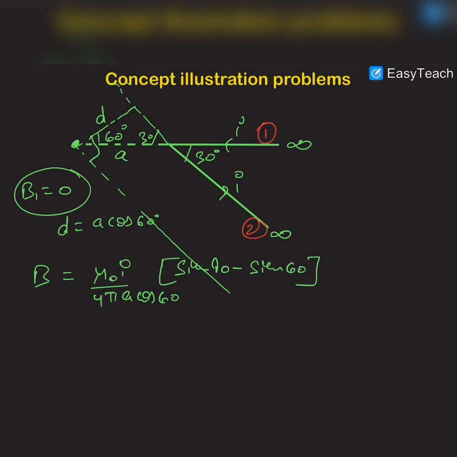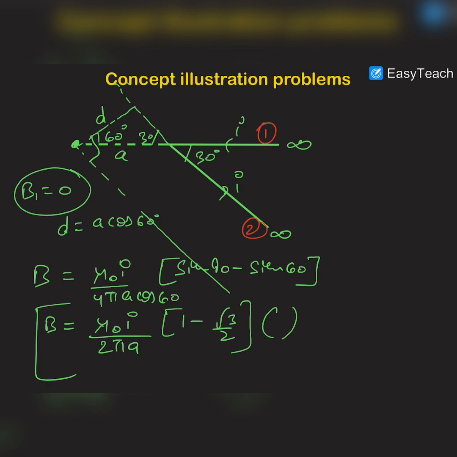Okay, so B will be equal to μ₀I by 2πA, because cos 60 is half, and sin 90 is 1 minus sin 60 is root 3 by 2. This will be the net magnetic field, and the direction of this magnetic field will be inside the plane of the screen. You can check by Fleming's right hand rule. Now let's move on to the next question.